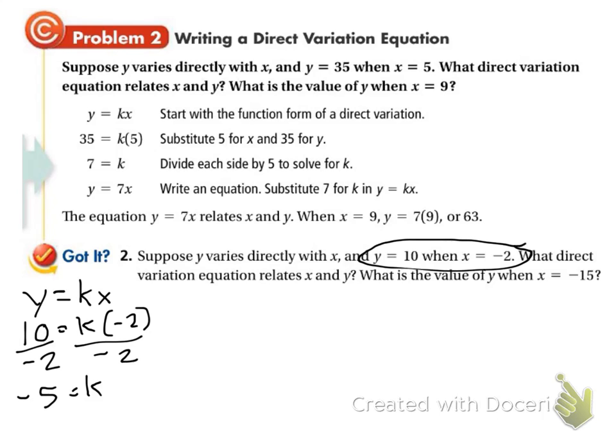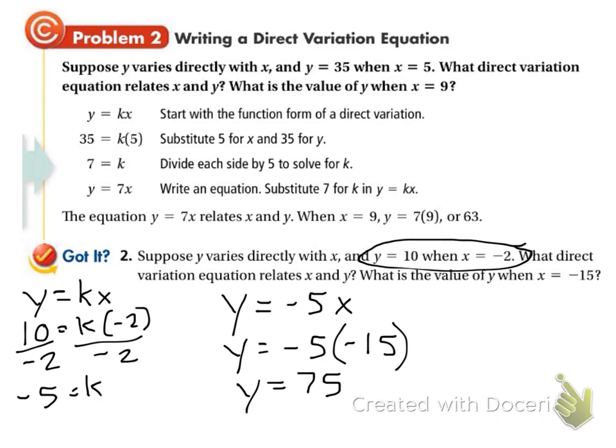To get my equation, I'm just going to plug it back into my y equals kx. So I've got y equals negative 5x, and that's my equation. And then they want to know what the value of y is when x is equal to negative 15. So y equals negative 5 times negative 15. A negative times a negative is a positive, so this is a positive 75.